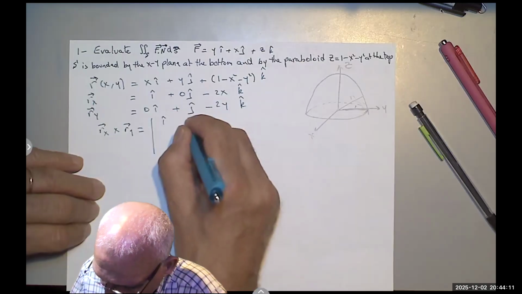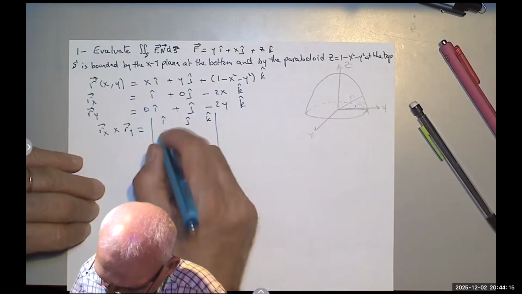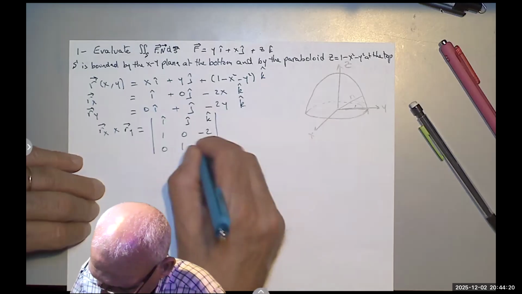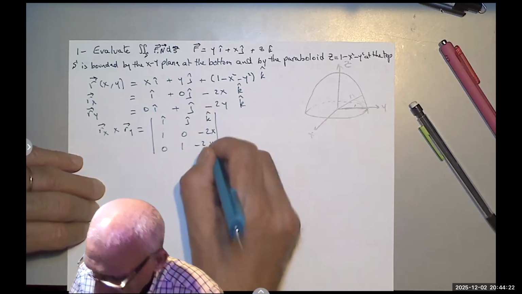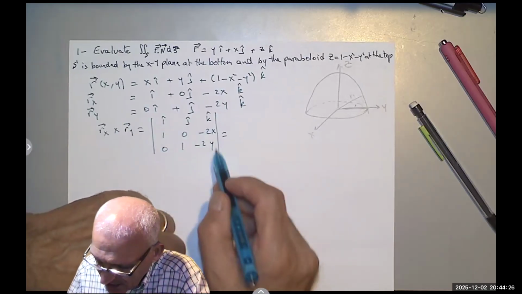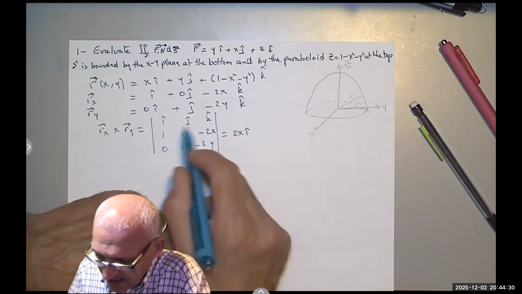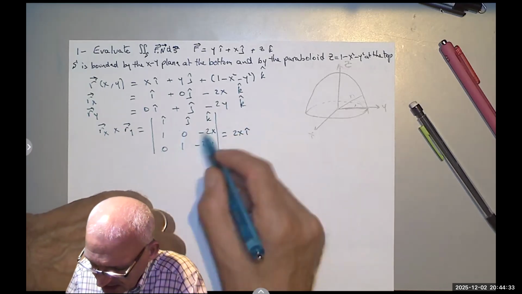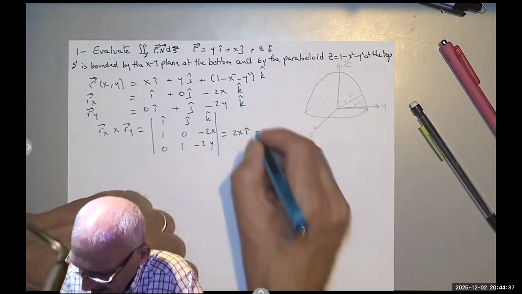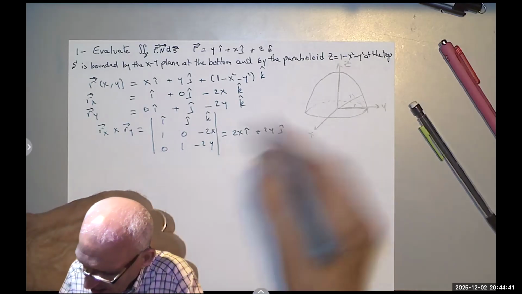So now r_x cross r_y, this operation doesn't take much time, right? i, j, k, 1, 0, negative 2x, 0, 1, negative 2y. Equals. So in the i direction, I get 0 minus negative 2x, so 2x i. In the j, I do it backwards, so 0 minus negative 2y, minus negative, so plus 2y j. And then in the k, you get 1, so plus k.